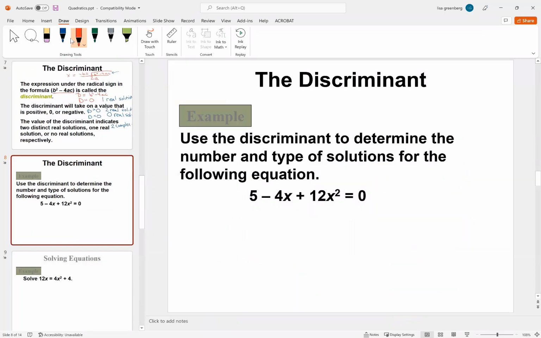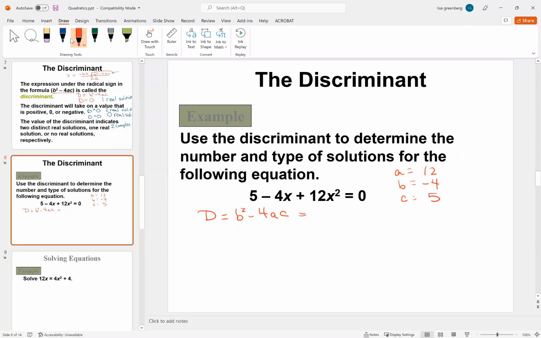It says use the discriminant to determine the number and type of solutions. So here I have this quadratic equation and I want to find my discriminant. And remember, my discriminant is the part that's underneath the radical, which is b squared minus 4ac. So I can just plug them in. So here I'll say a equals, what does a equal? 12. Good. B? -4. Good. And C is 5.